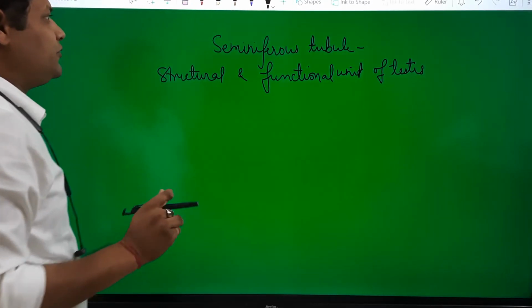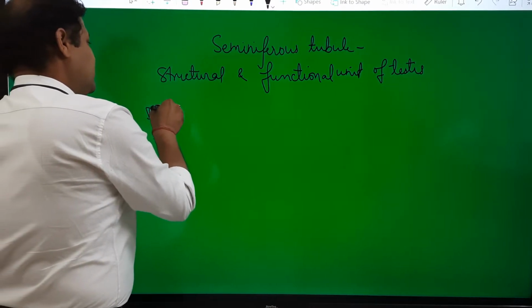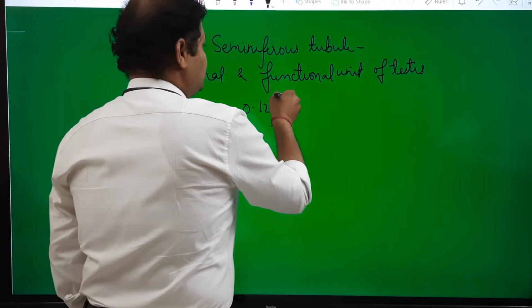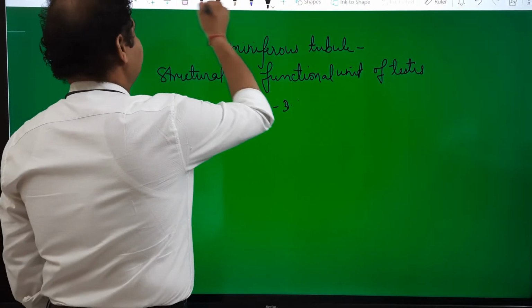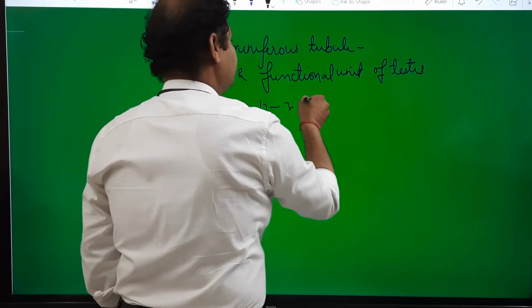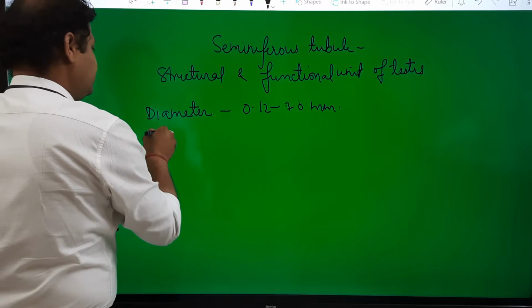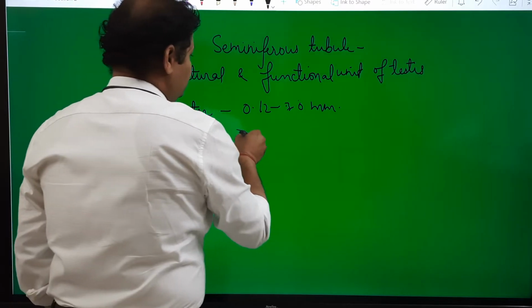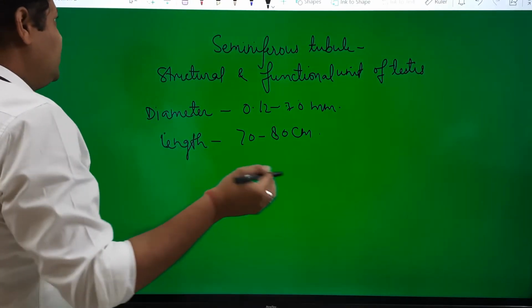It is the structural and functional unit of the testes, and it has a diameter of about 0.12 to 3 mm. Length about 70 to 80 centimeters.